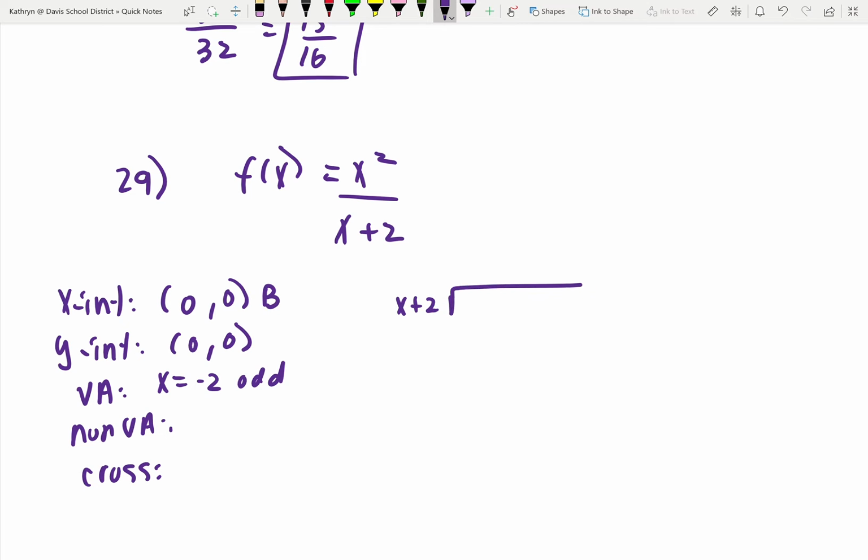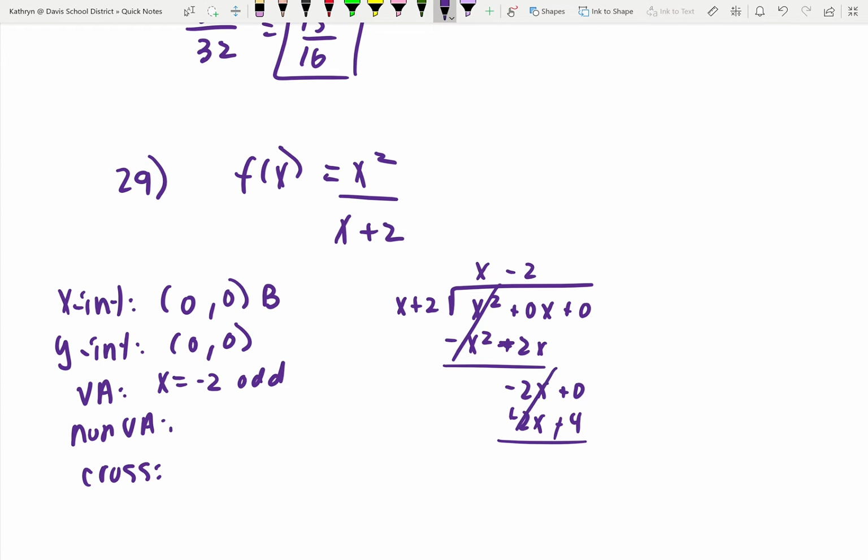So you go x plus 2 into x to the second. We've already done this once. That x squared has got to have a 0x and a 0 that goes with it, or you'll miss it. What do I multiply by x to get x to the second? That's an x. Distribute, I get x to the second plus 2x. Change my signs, -2x, bring down the 0. What do I multiply by x to get -2x? That's -2. Distribute, -2x minus 4. Change your signs, I get a 4. Throw out the remainder. It's y equals x minus 2.